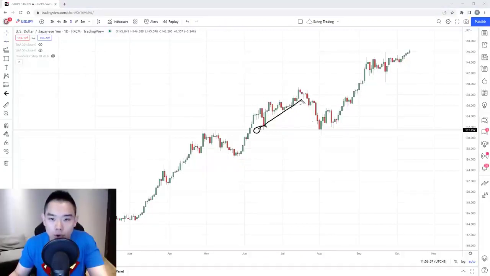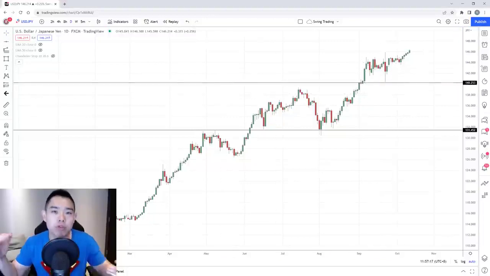Tested once, came back down, tested twice, bounced again, second time, right? So this is an area of support I want to pay attention to. Another one, notice here again, how did the price actually bounce off higher from these lows to where it is right now? So what I'll do is, again, I'll draw the area of support somewhere about here.